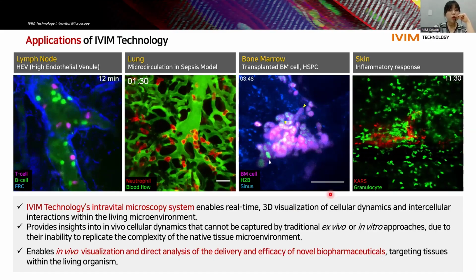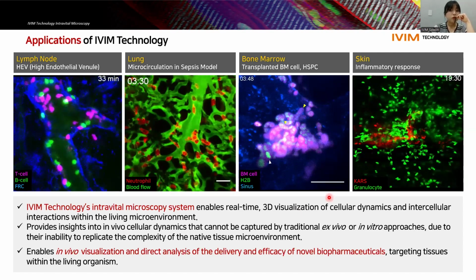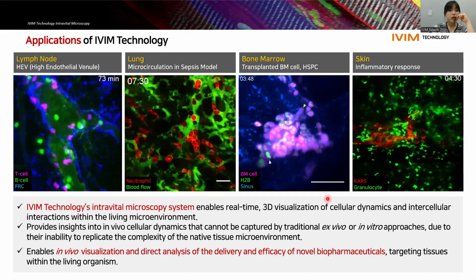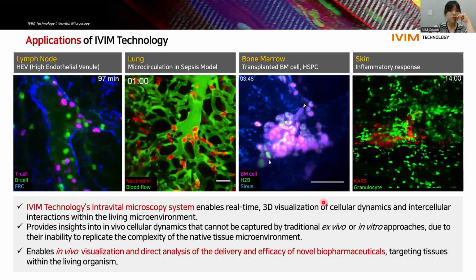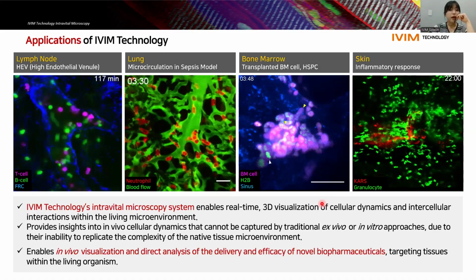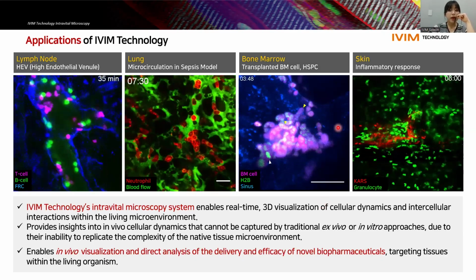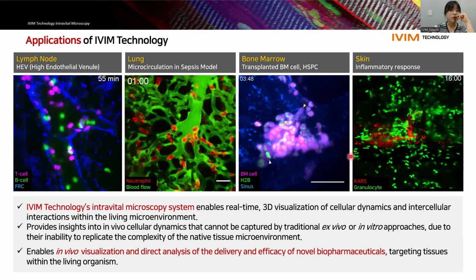Third, we tracked bone marrow cells after transplantation. Over time, we could see the nuclei of bone marrow cells dividing, highlighted with the yellow arrow here, as well as their movement toward the bone marrow sinusoids.